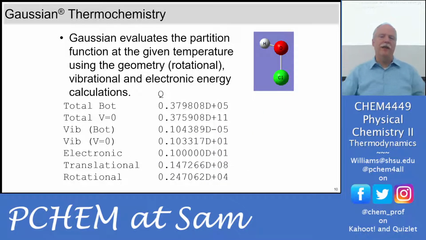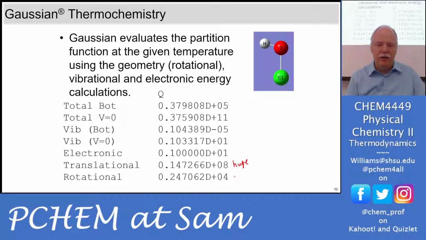So then Gaussian evaluates the partition function at the given temperature using the geometry and the vibrational and electronic energy calculations. So this is the output of all of the partition functions that Gaussian calculates. And so now we kind of understand what Gaussian's giving us. That was the goal of these last 3 lectures, to get you an understanding of this thermochemistry section in Gaussian. We have the translational part, which is huge, and the rotational part was big.